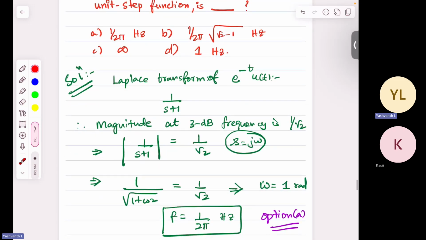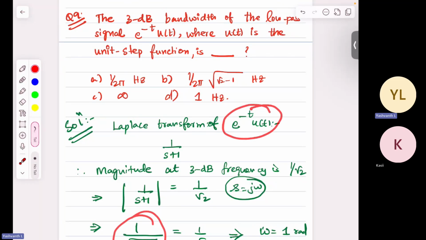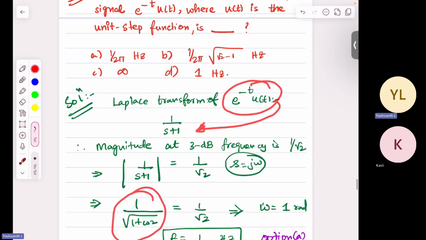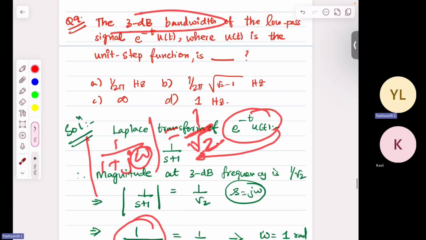So if you recall, e power minus t into u of t has a Laplace transform 1 by s plus 1. Or its Fourier transform will be 1 by 1 plus j omega. So the mod should be equal to 1 by root 2. And that value of omega for which this becomes 1 by root 2 will correspond to the 3 dB bandwidth.